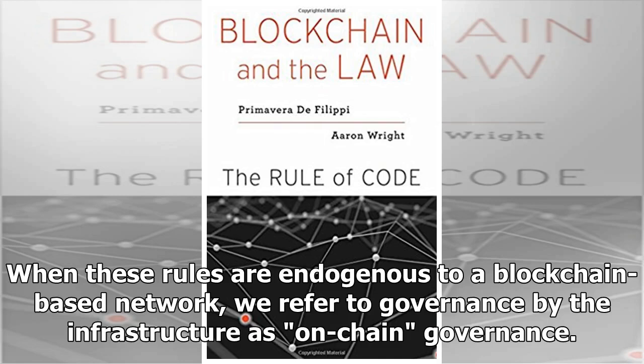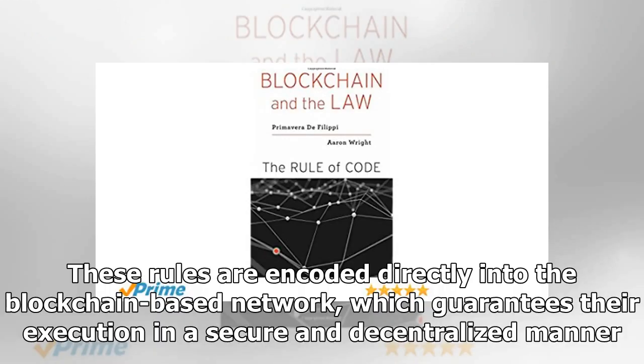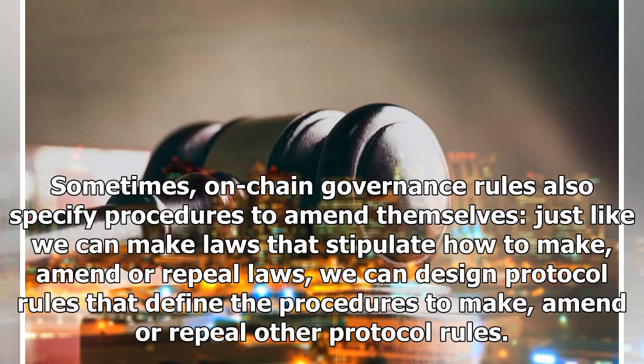When these rules are endogenous to a blockchain-based network, we refer to governance by the infrastructure as on-chain governance. These rules are encoded directly into the blockchain-based network, which guarantees their execution in a secure and decentralized manner. Sometimes, on-chain governance rules also specify procedures to amend themselves. Just like we can make laws that stipulate how to make, amend or repeal laws, we can design protocol rules that define the procedures to make, amend or repeal other protocol rules.